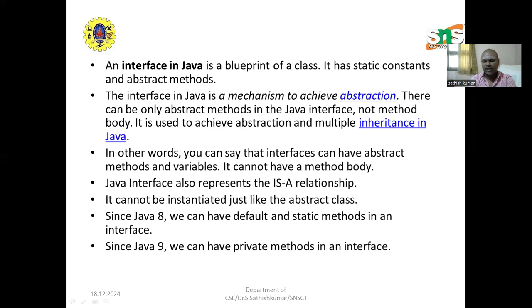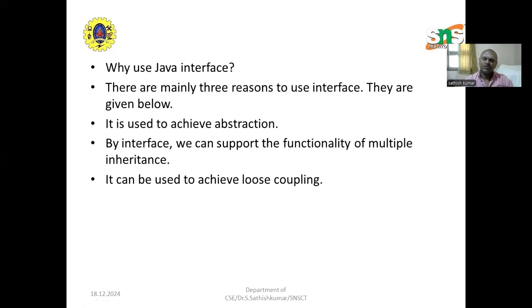Since Java 8, we have default and static methods in an interface. Since Java 9, we can have private methods in an interface. So why do we use a Java interface? There are mainly three reasons to use a Java interface, given below. One, it is used to achieve abstraction. Two, by interface, we can support the functionality of multiple inheritance. Three, it can be used to achieve loose coupling.